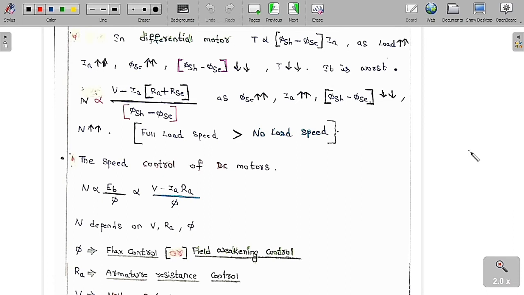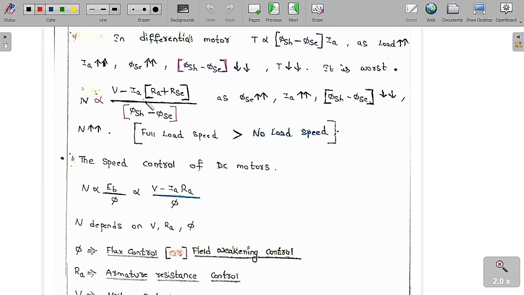As load increases, IA increases, so phi_SC increases and the resultant flux decreases. The decrease in (phi_SH minus phi_SC) is very high when compared to the current IA increase. So the torque will decrease. So it is said to be the worst one. Whenever the load increases, the torque is decreased. Always the torque should increase whenever the load increases, but here it is vice versa. So it is called the worst case.